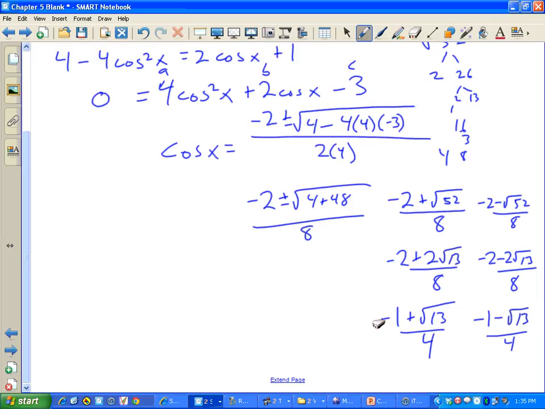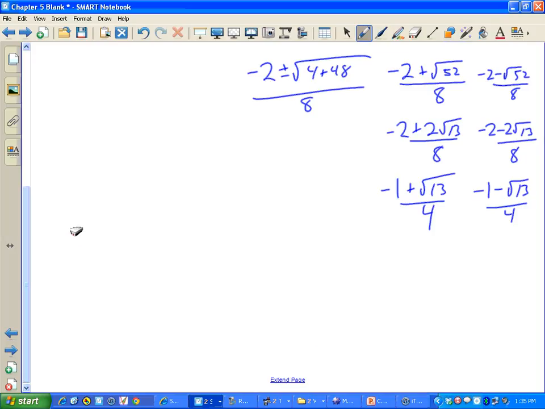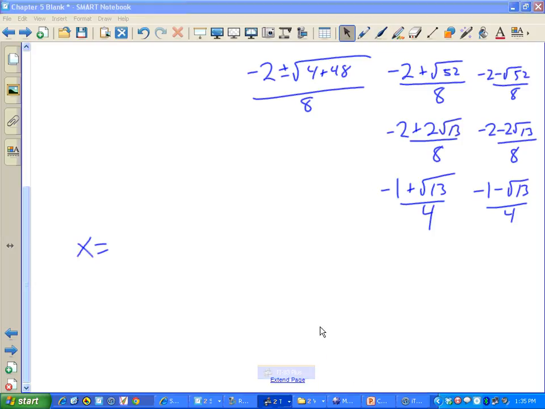This is what cosine x equals. So this isn't even what x equals yet. I need to now figure out what x equals from what cosine x equals. So I need to do the cosine inverse of both of these. So x would equal the cosine inverse of this. Let's bring up the calculator.